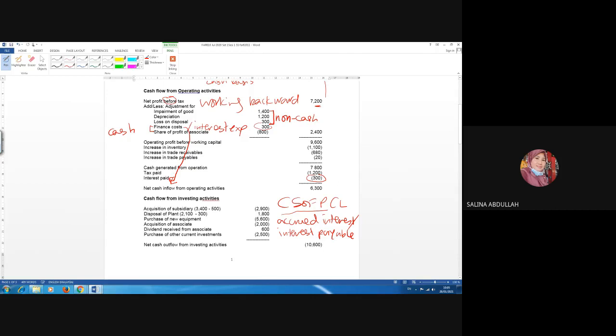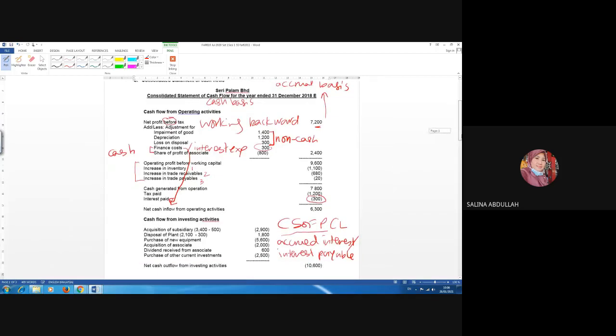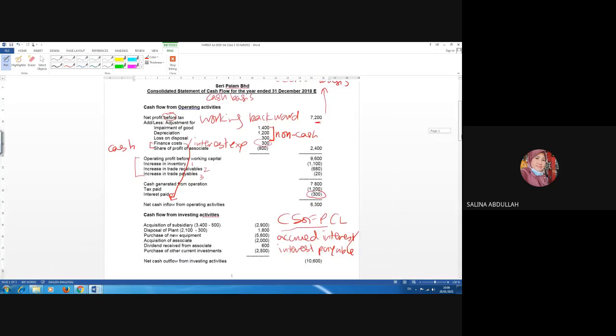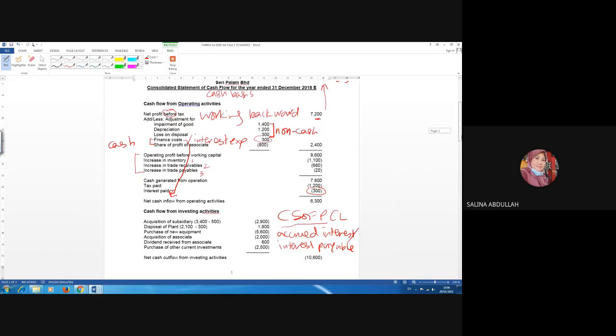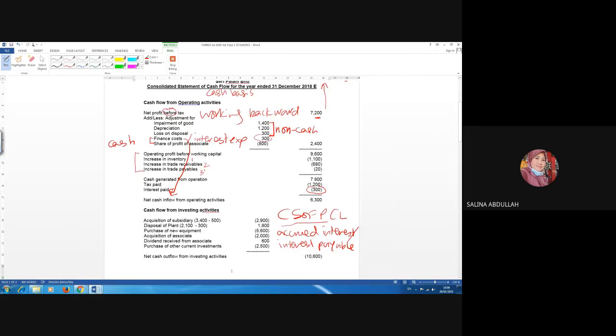Okay, this is operating activities. After that, after the adjustment just now, here is the second part where you have to calculate increase or decrease in working capital. So the most important parts are inventories, trade receivables, and trade payables. What you need to do, you have to compare beginning and ending. However, because this is a consolidated statement of cash flow, you have to include inventory, trade receivables, and trade payables of the subsidiary. This is the part where it is different from the basic one-company statement of cash flow.